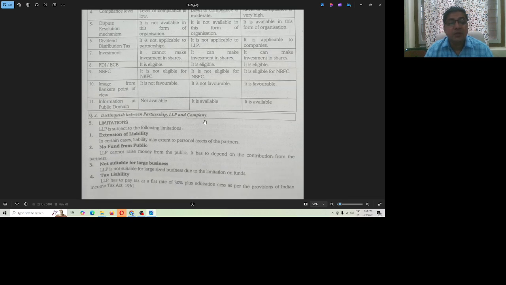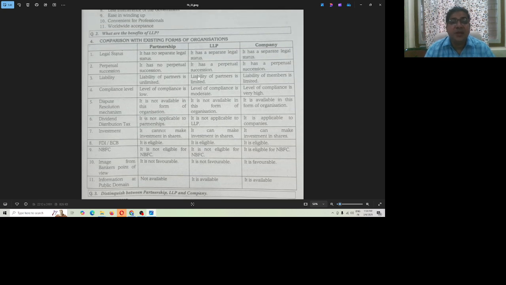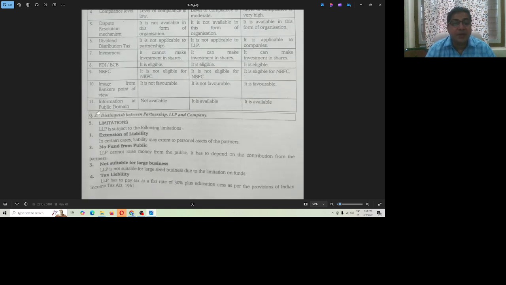Now the limitations, what are the disadvantages? Whenever we talk about the disadvantages, first the extension of liability. The liability may extend up to the personal assets of the partners in some cases, though the LLP partners' liability is limited. No fund from the public: LLP cannot raise money from the public. It has to depend on the contribution from the partners. A company can raise funds from the public because it issues shares, debentures and bonds to the public.